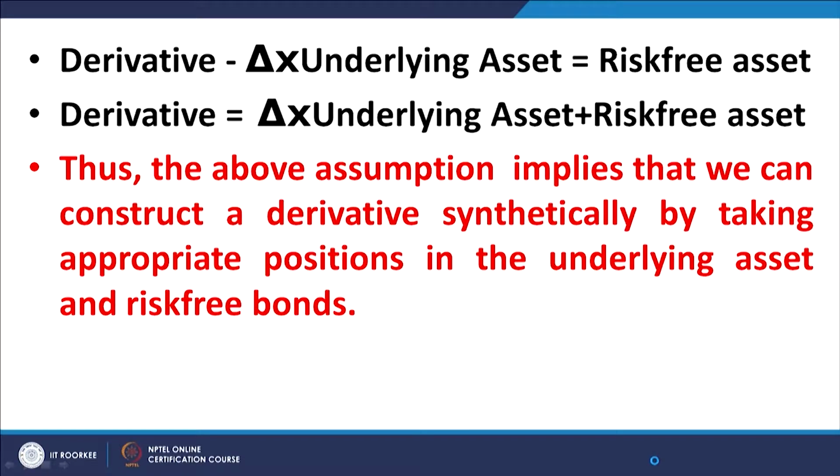So, derivative minus delta into underlying asset, because the randomness cancels, we are left with the risk free asset. Or you can also view it as the derivative being a combination of a certain position in the underlying asset plus a certain position in risk free bonds. And in fact, it also amounts to saying that a derivative can be constructed synthetically by taking appropriate positions in the underlying asset and risk free bonds.